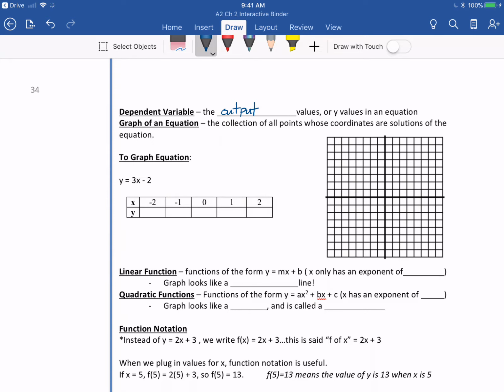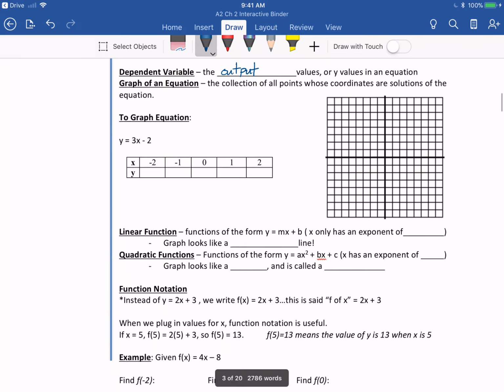Graph of the equation is the collection of all points whose coordinates are solutions. Okay, so we're going to find a bunch of different solutions to these equations here, and then we're going to connect that with some sort of line. It might be a curved line, it might be a straight line. We're going to learn all kinds of different graphs this year, and those are going to be the collection of points whose coordinates are the solutions.